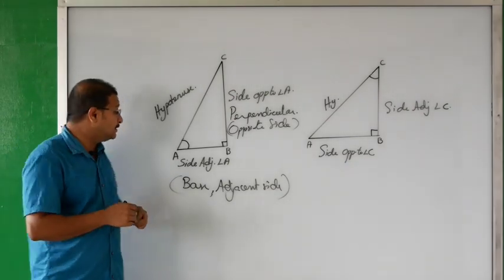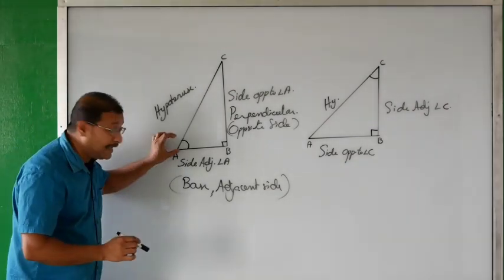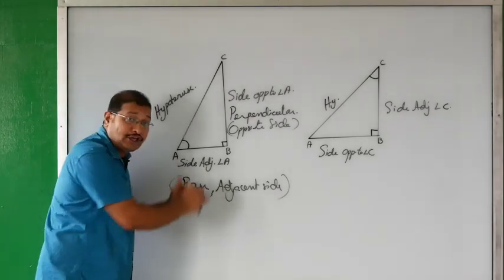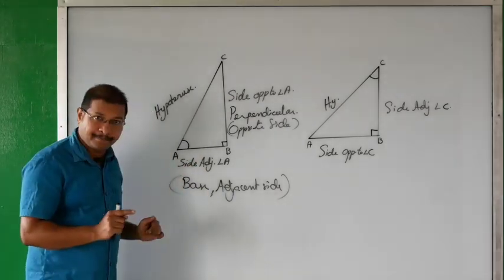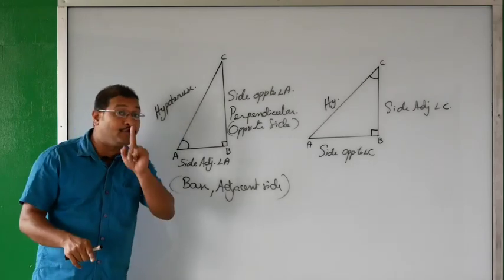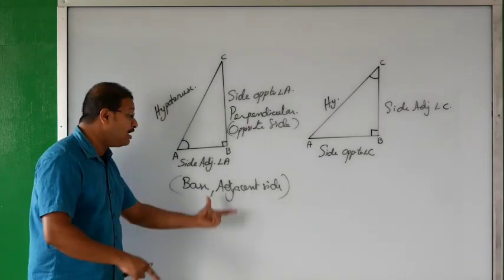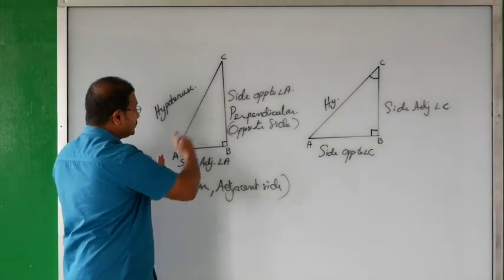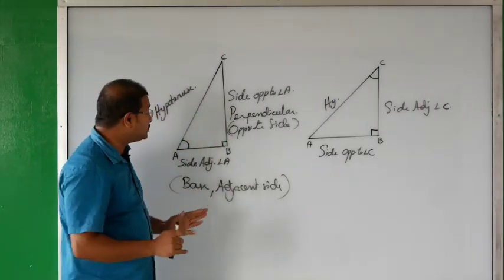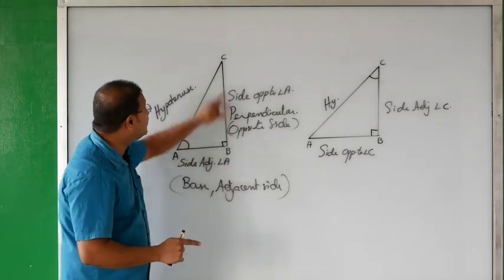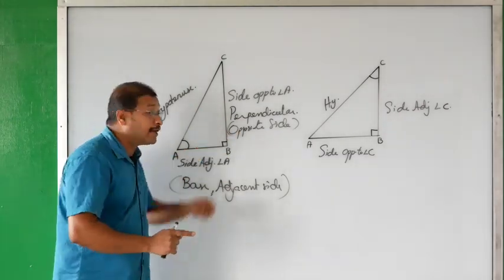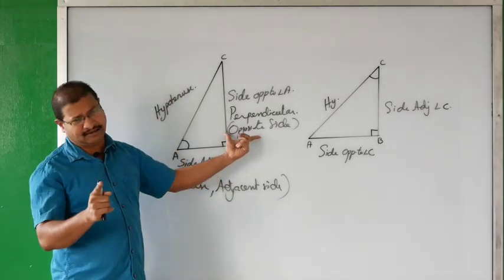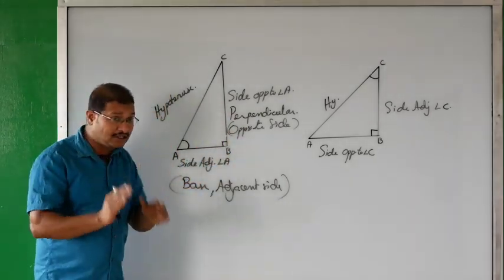Opposite side. Ready? See, we are considering angle A. If you consider angle A, side adjacent to angle A, that is called AB. And this AB, if you want, you can call it as base or adjacent side. It's opposite. What is the name of the opposite side? BC. And this BC, you can call it as perpendicular, otherwise opposite side. Now, we consider angle A.